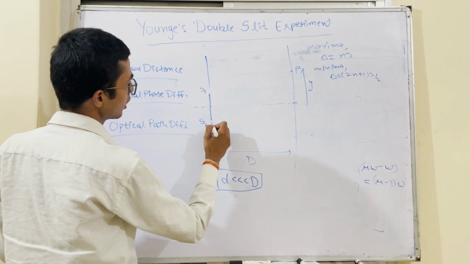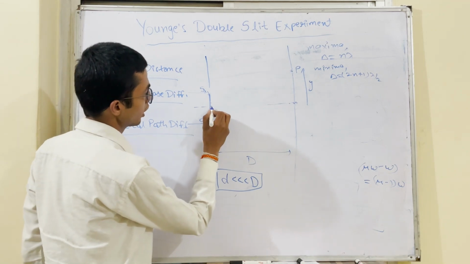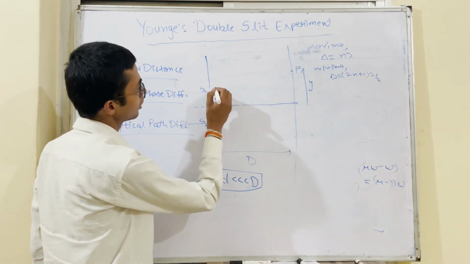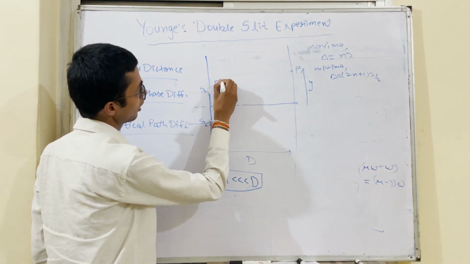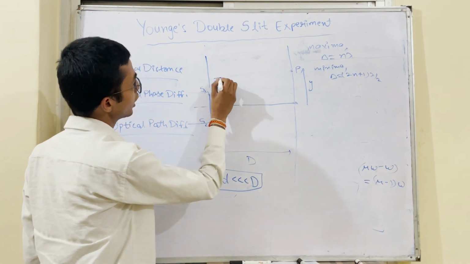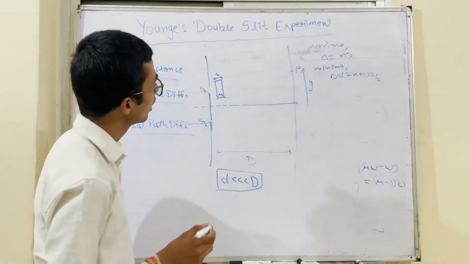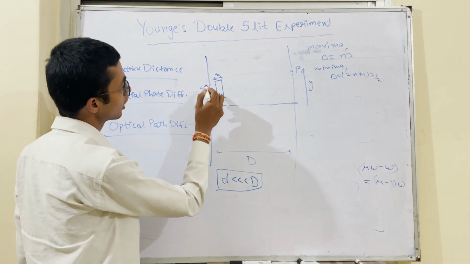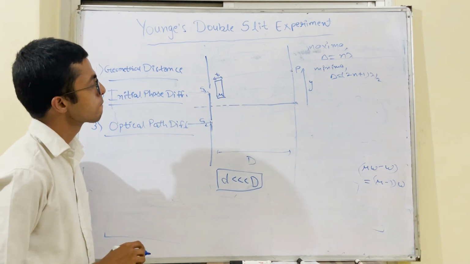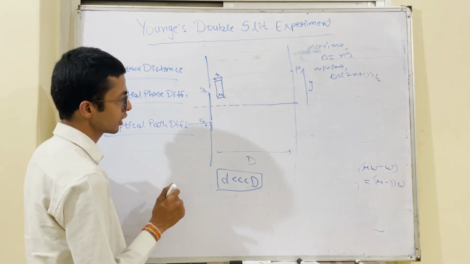I erase this. Till now, the waves are interfering with each other simply. But now, what new thing have I done? I have introduced a film of refractive index mu and thickness t in front of this one slit of light. In front of this one slit. So how is this going to make changes in our experiment? Let us understand.